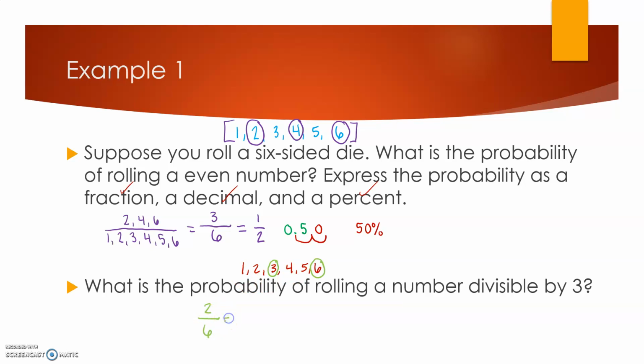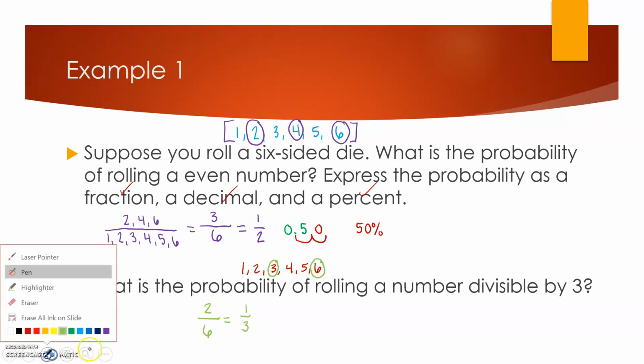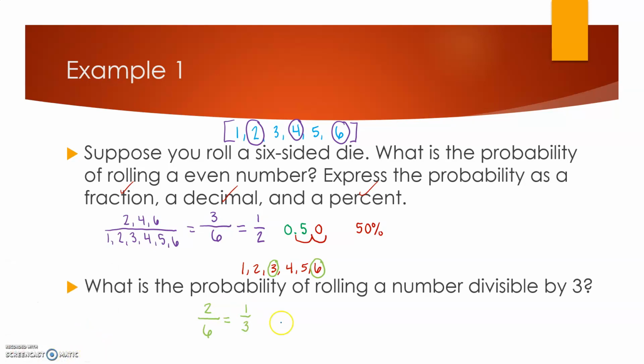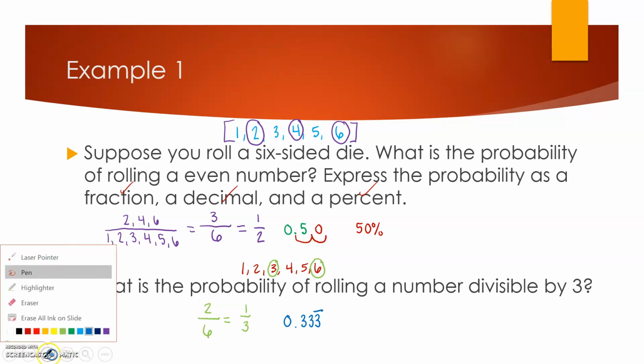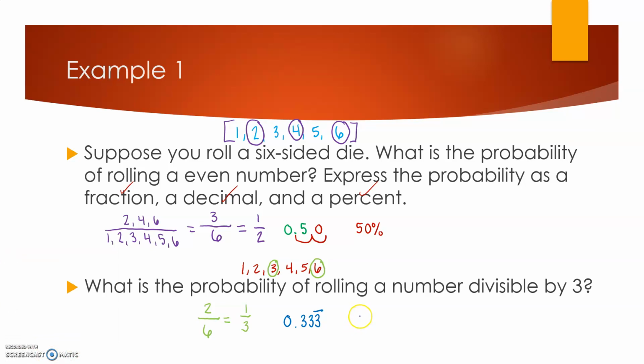So let's simplify that fraction. That would give us 1/3. Now we're going to write it as a decimal, and that would be 0.333 repeating. I'm going to put that bar over the 3 to show that it goes on and on forever. And then my percent would be 33.3%. If you want to put the bar over this, that would be fine.